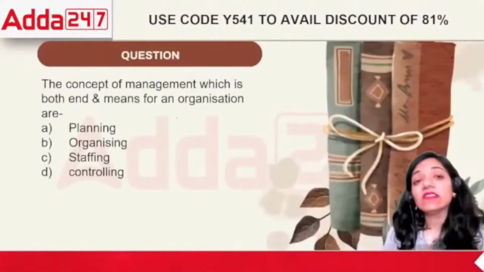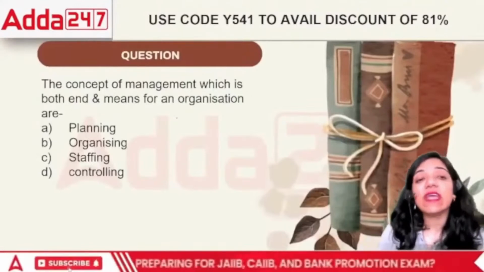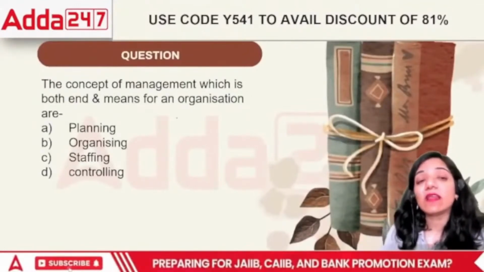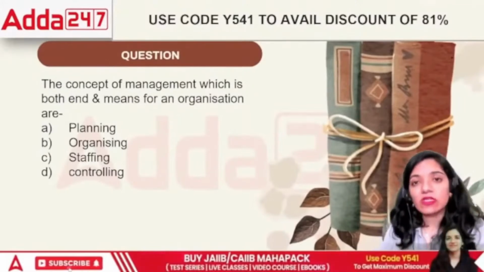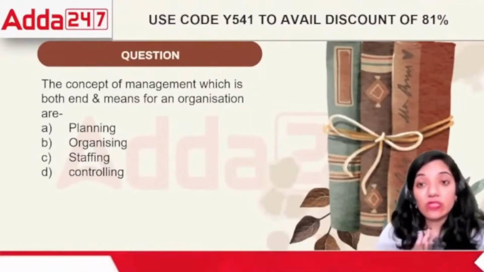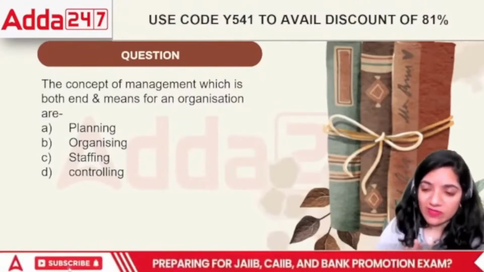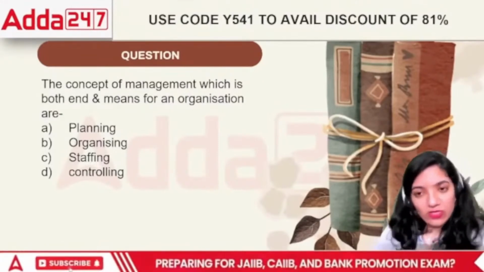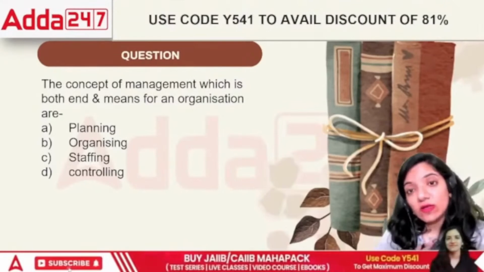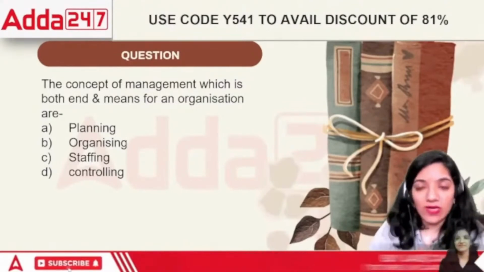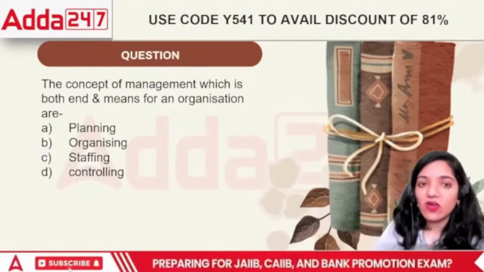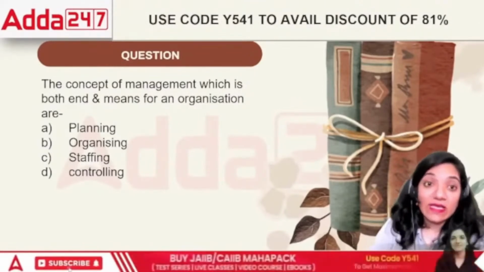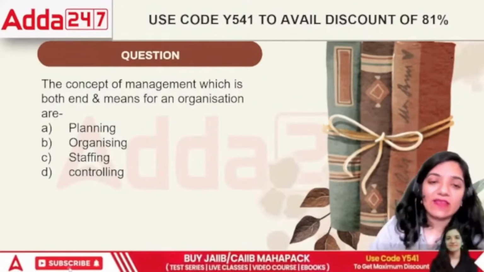Next point. The concept of management which is both the end and the means of an organization: is it planning, organizing, staffing, or controlling? What do you mean by it being both the end and the means to something? Ultimately, this is the way to reach the goal and also the end of the goal, right? In this case, the correct answer is planning.